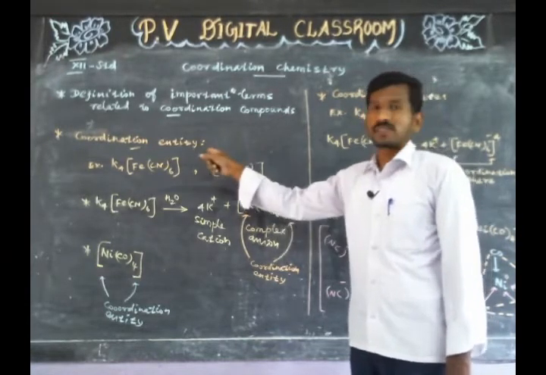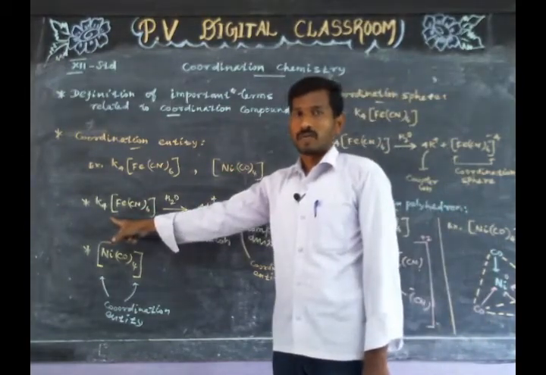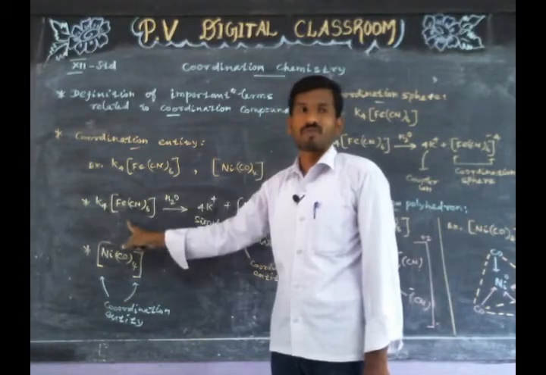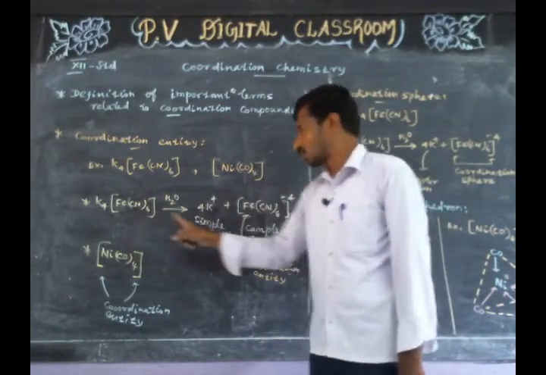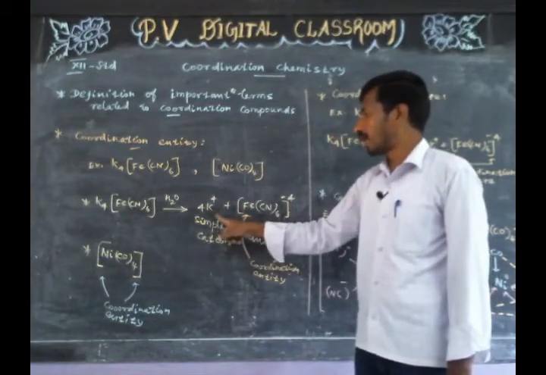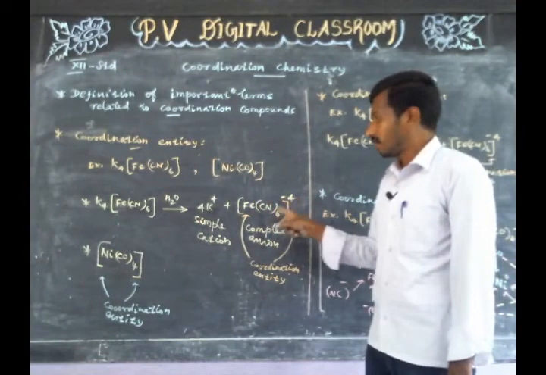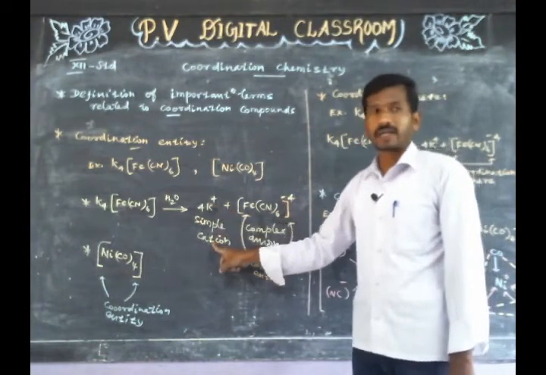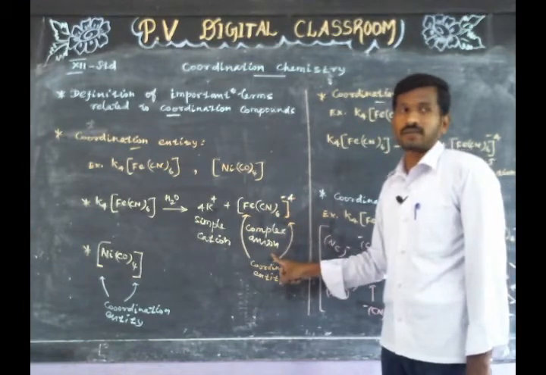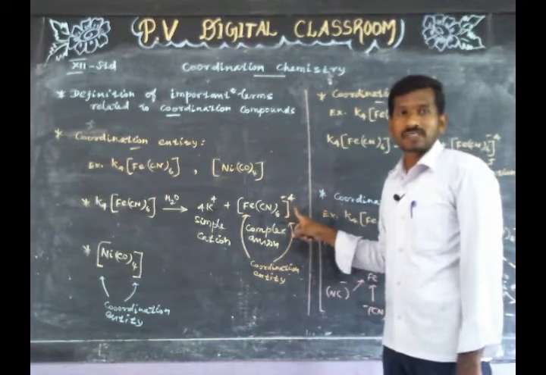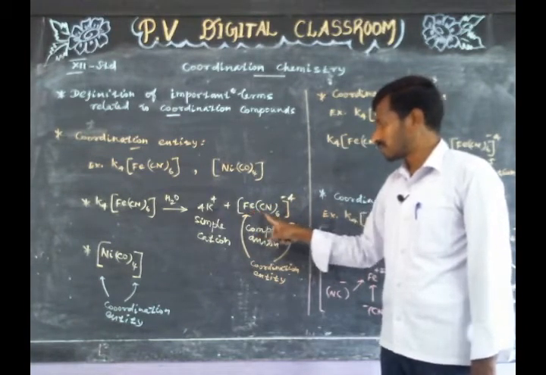To explain this term, let us consider this compound. Name of this compound is potassium ferrocyanide. In water, potassium ferrocyanide dissociates to form 4K+ ion and [Fe(CN)6]4- ion. Here K+ is a simple cation and [Fe(CN)6]4- is a complex anion. In this complex anion, the coordination entity is [Fe(CN)6].